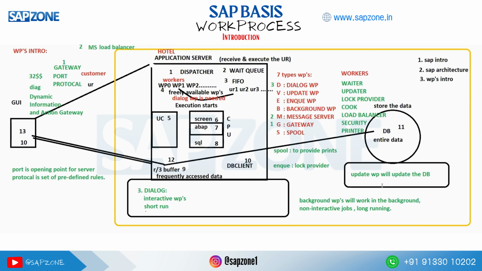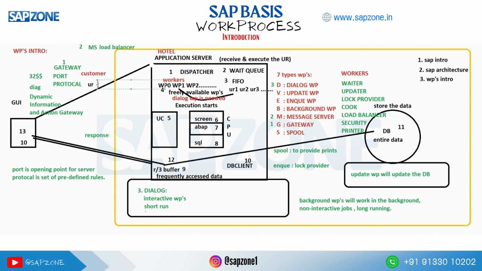Like this, when a user request comes to the application server, the gateway will check port and protocol. The message server will balance the load. The dialog work process will handle short run and interactive jobs. The background work process will handle non-interactive and long-running expensive jobs. Spool will provide the prints. The updater will update the database, and NQ will provide the locks for the updated records. This is the way 7 workers will work for the user request. Ultimately, they will fulfill it and provide the response back to the user.